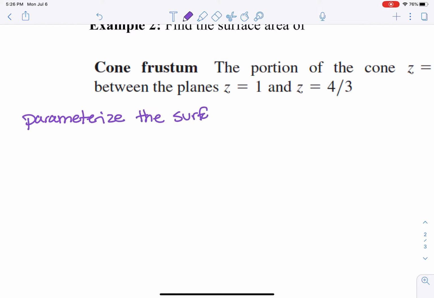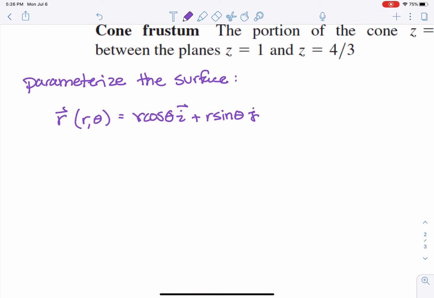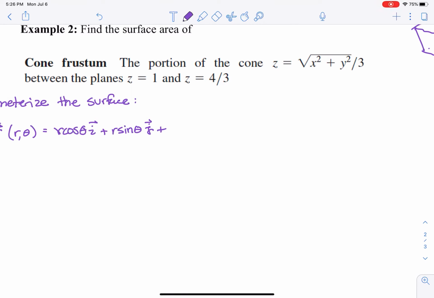And this is going to be similar to the example we did above. And so I'll get r in terms of r and theta. And we know that the x value in cylindrical coordinates is r cosine theta i plus r sine theta in the j direction, plus, and now we just need to solve for the z value, which is the square root of x squared plus y squared divided by 3, which, if you do the same simplification we did earlier, just comes out to r thirds in the k direction.